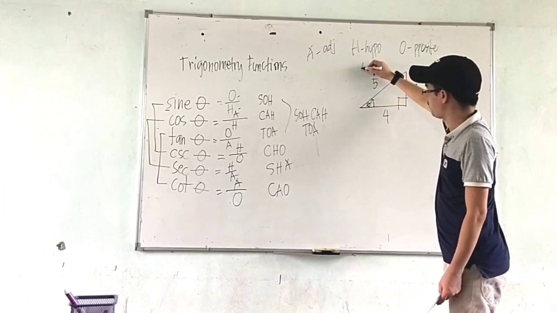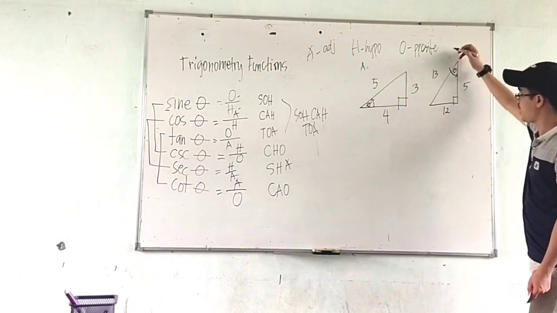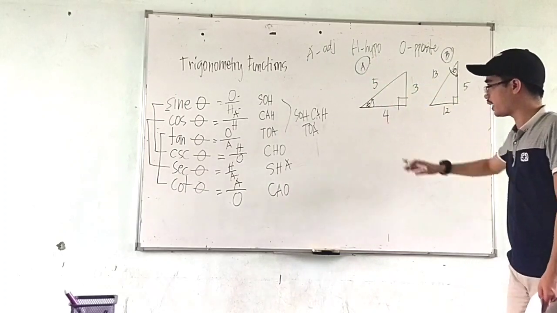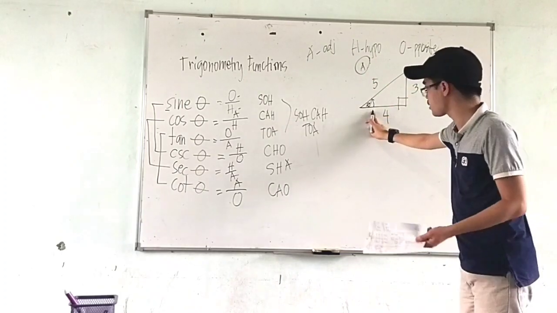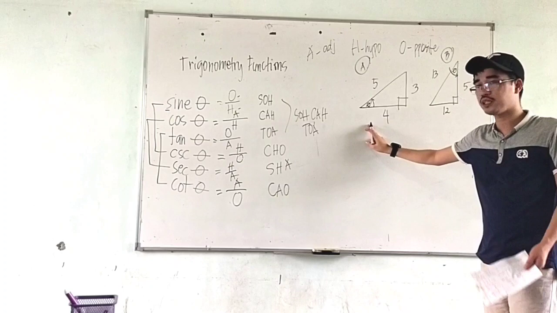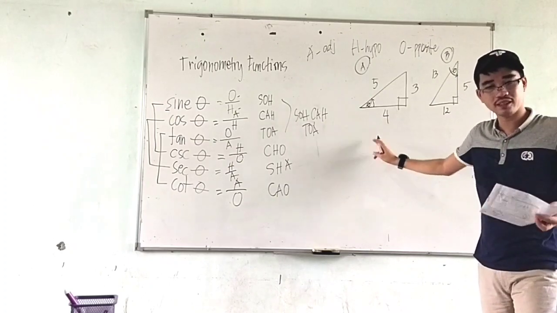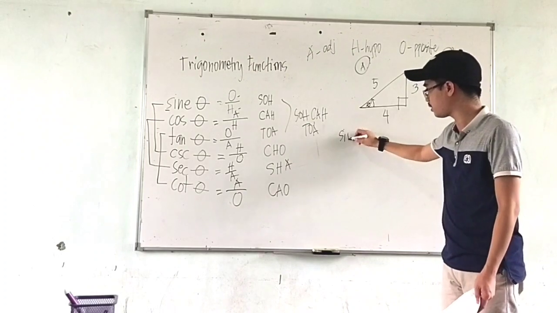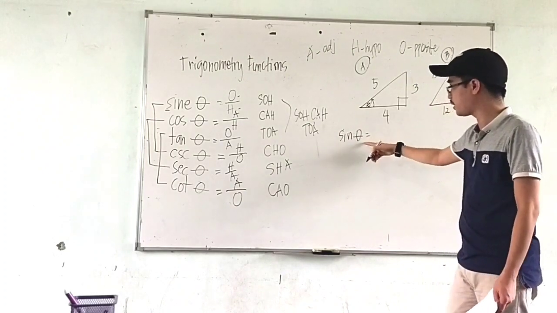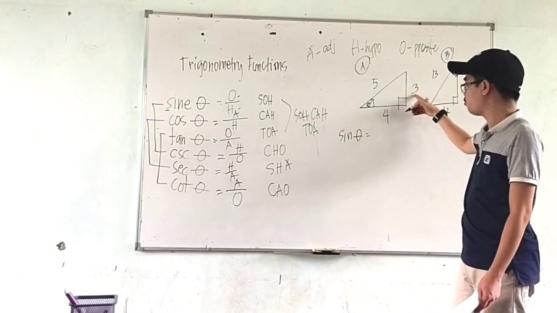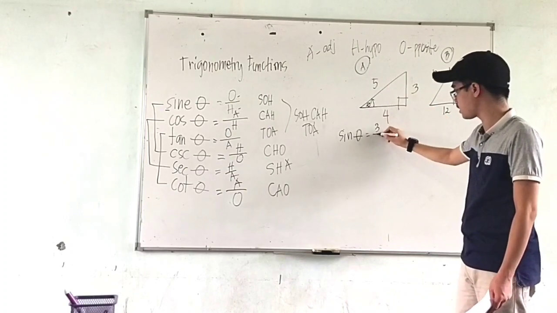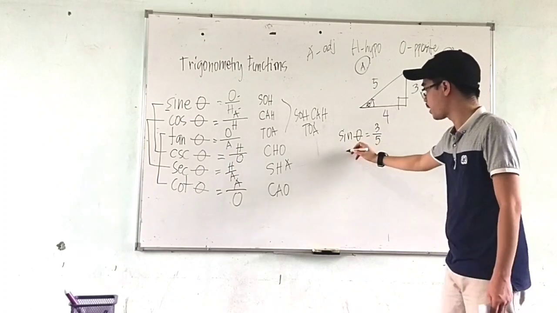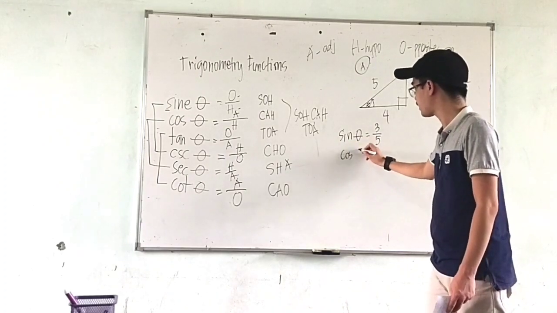Okay, so we have here triangle A and we have triangle B. Tingnan po natin yung difference. Dito po ang hinahanap na lang wala po tayong nalagay na letters. Pag wala po tayong nalagay na letters, pwede po natin i-abbreviate as sine theta. Okay? So, since we are hunting for sine theta, alam natin ang sine is opposite over hypotenuse. Ang sagot natin is 3 over 5. Check mo lang po.